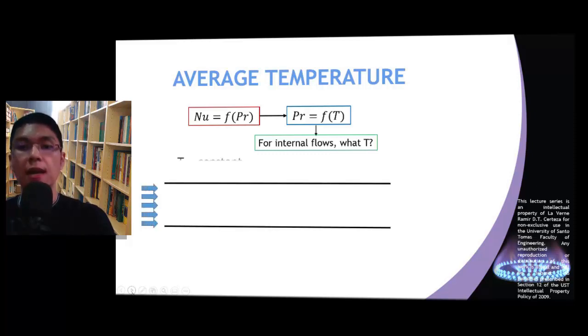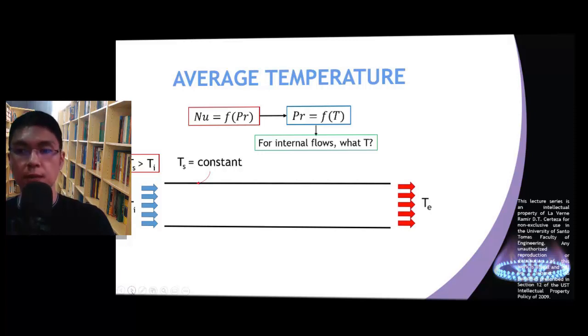To answer this, let us again consider a fluid flowing inside a pipe whose surface temperature T sub s is kept constant. The fluid enters the pipe at an inlet temperature of T sub i, and the surface temperature T sub s is assumed to be greater than the inlet temperature. Obviously, the fluid will leave the pipe at a higher temperature denoted by T sub e. Now, what happens to the temperature of the fluid particles once the fluid already flows inside the pipe?